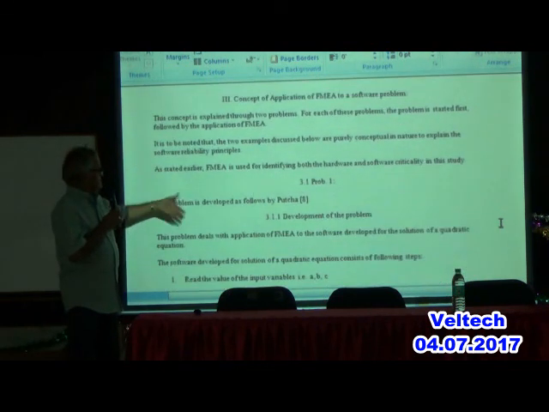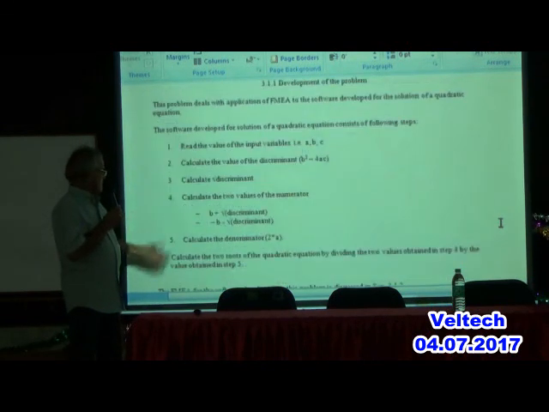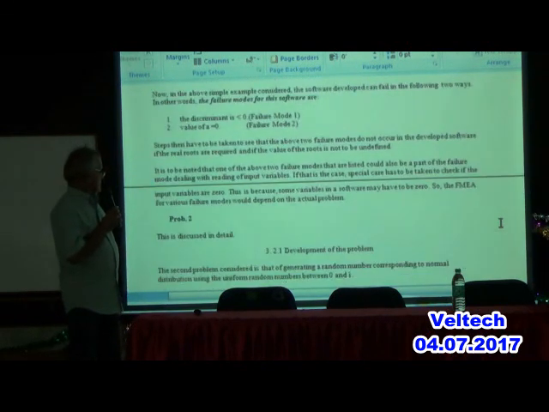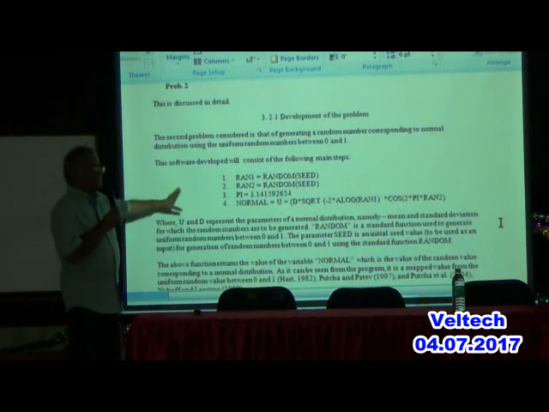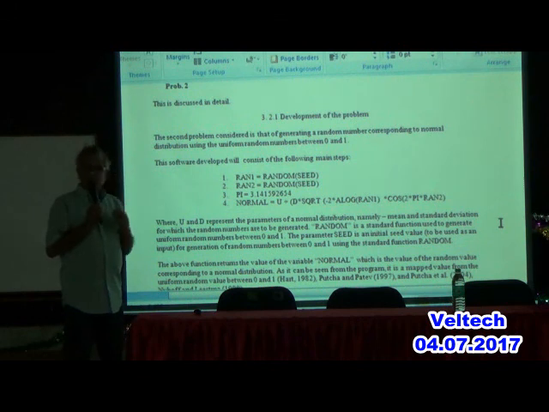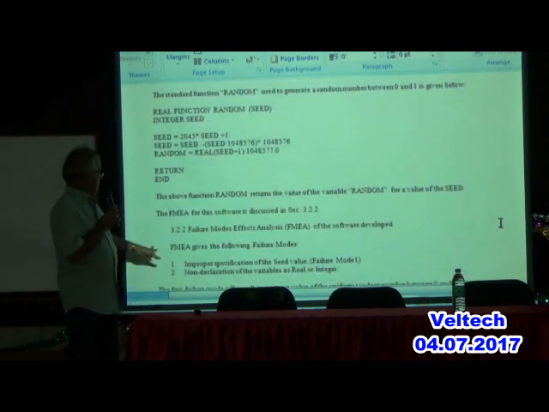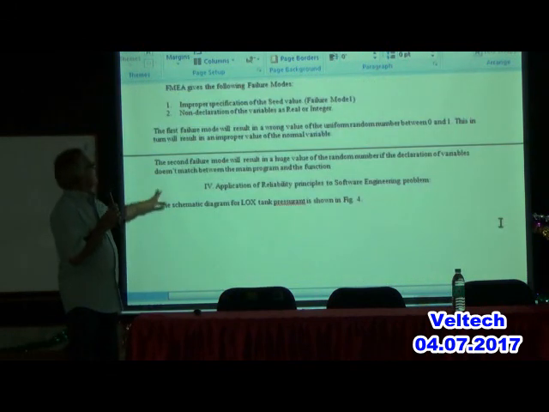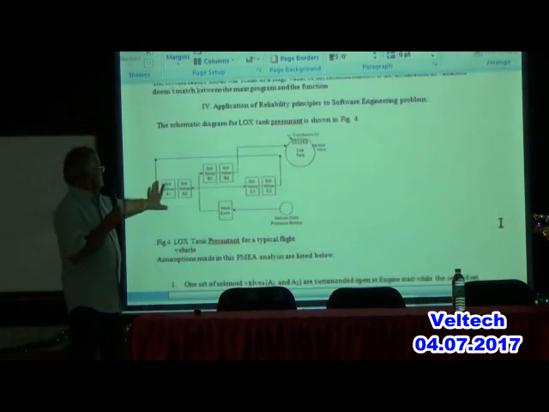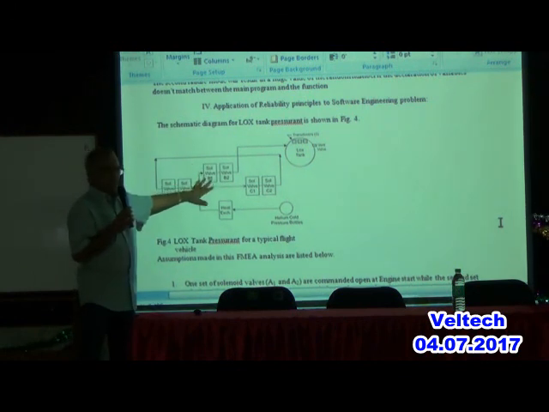Now, some of these we got published in the journal. These are software reliability. I'm going to move on. We took a simple example of a quadratic equation and tried to see how you apply the software. For this one, we had a consulting project for the NASA system.